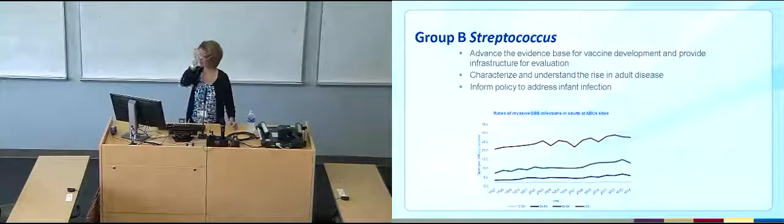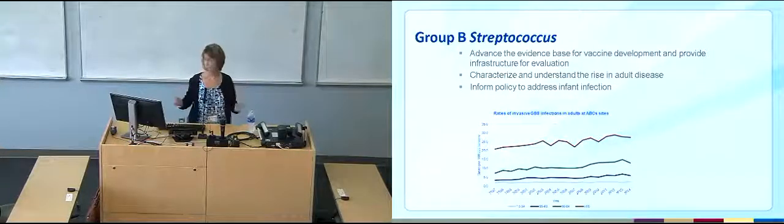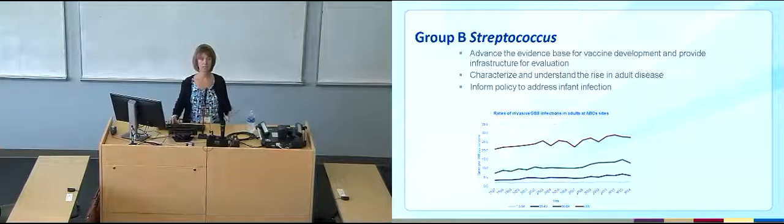So let's start with group B streptococcus. What are we trying to do with group B? One of the things with these bacterial pathogens is vaccine, right? The holy grail of prevention is vaccination. Right now, there isn't a vaccine for group B strep, but there's some in development. So one of the things EIP is trying to do is develop that evidence base. What's the burden of disease? Who should be targeted for vaccine? And also to have an infrastructure so that if there is a vaccine that's licensed, we can evaluate its post-licensure performance. That's part of the structure of EIP.